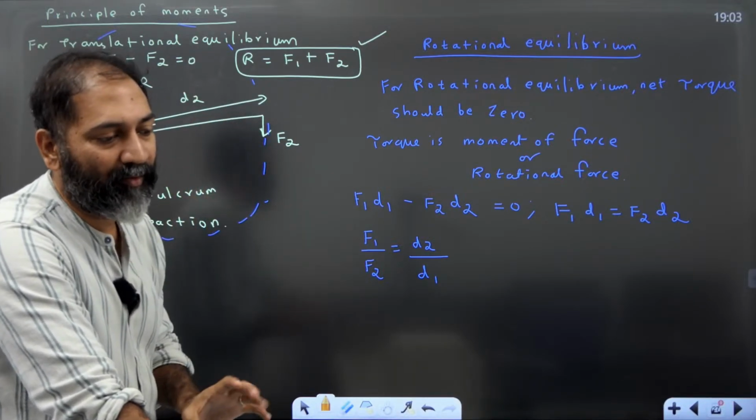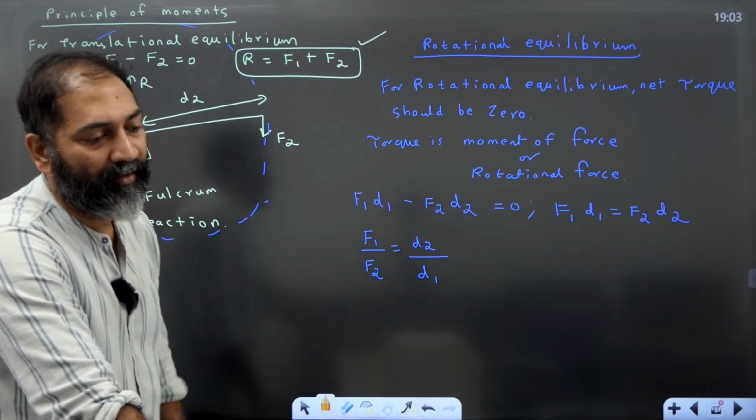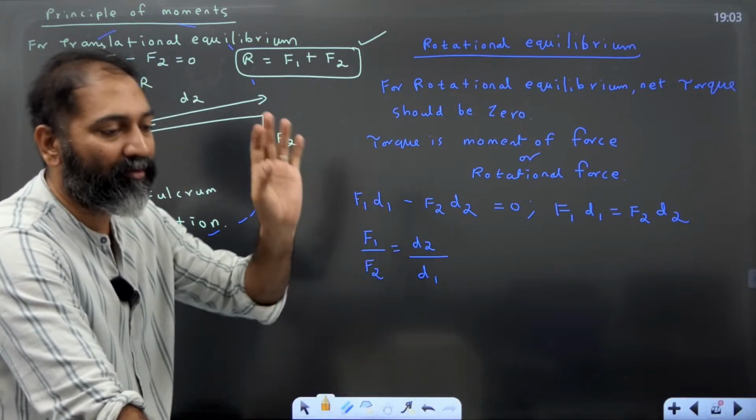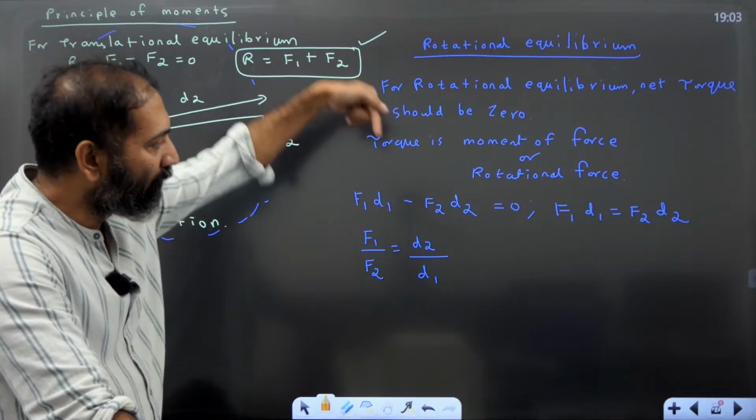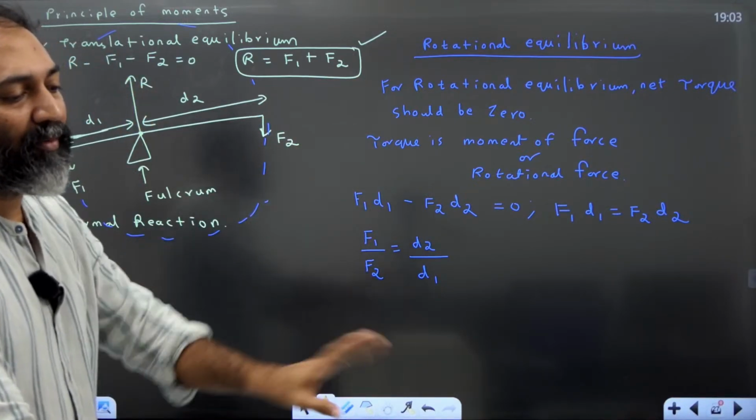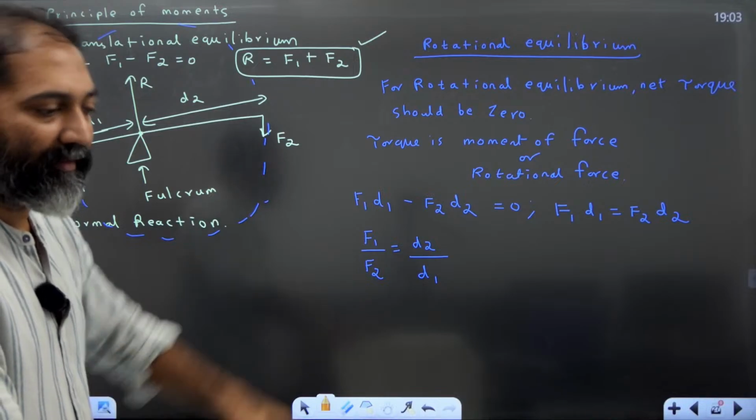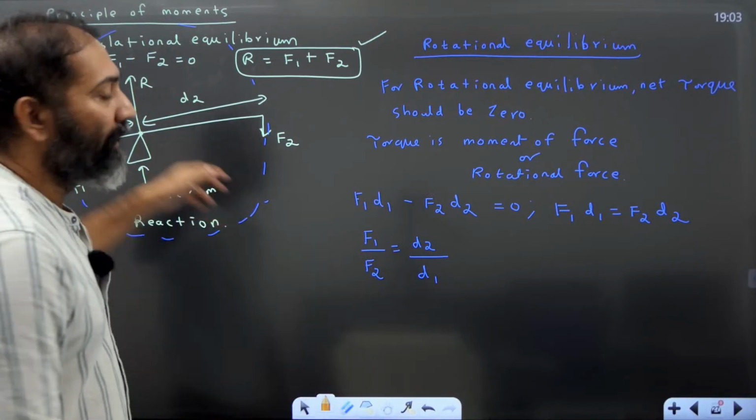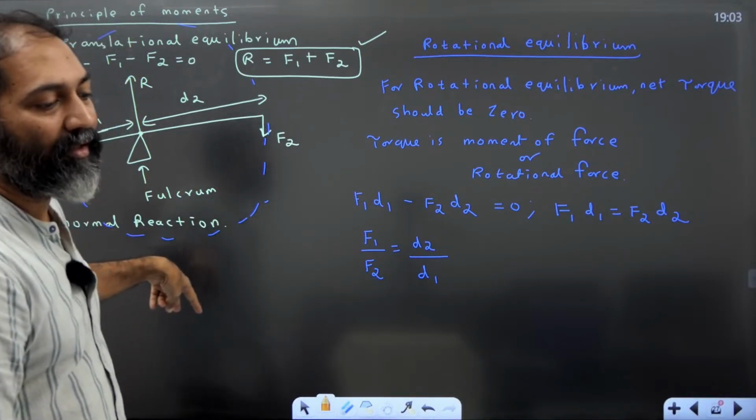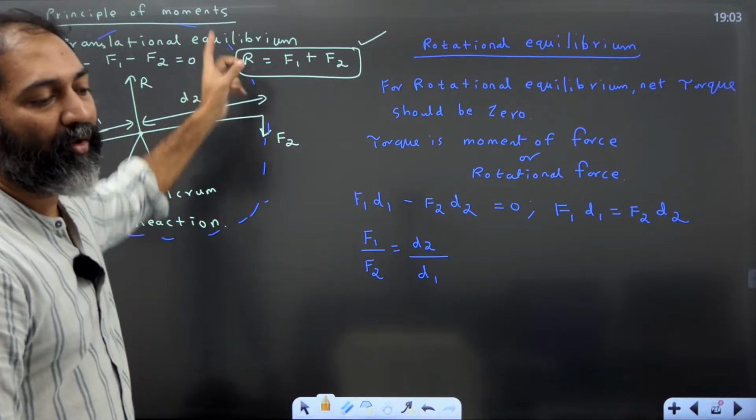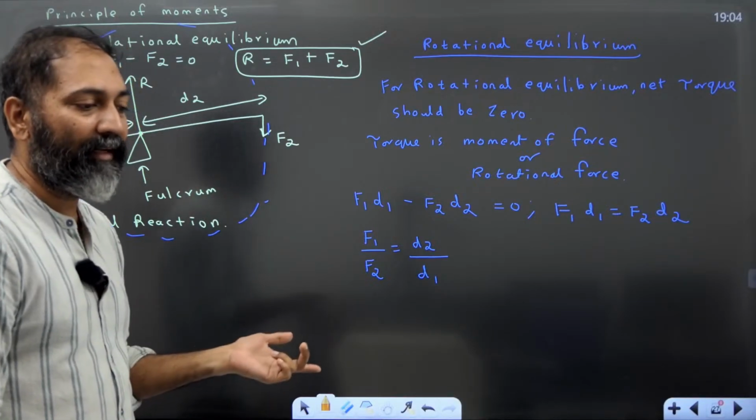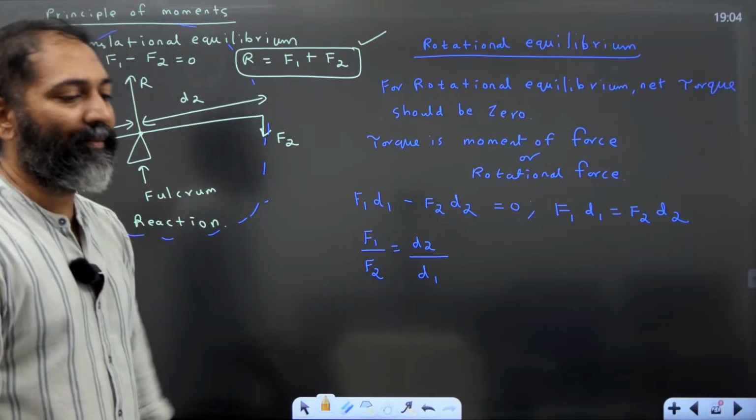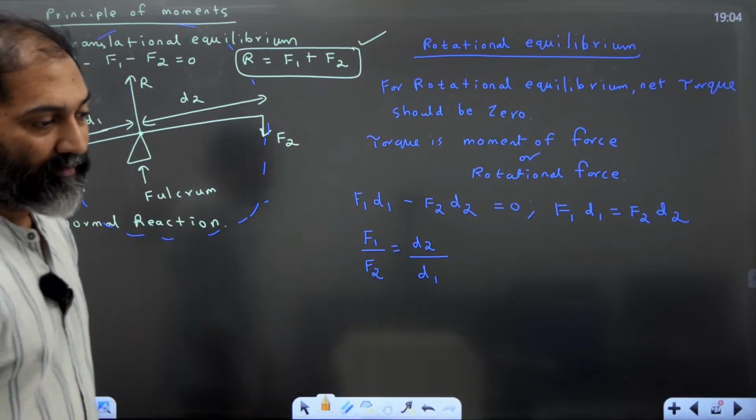Listen, what is translational equilibrium? External force should be 0. That is, the sum of all forces should be 0. What is rotational equilibrium? External torque should be 0, that is, the sum of all torques should be 0. That means downward moment should be equal to upward moment, and clockwise moment should be equal to anti-clockwise moment. In translational equilibrium, downward forces are balanced by the upward normal reaction. In rotational equilibrium, clockwise moments are balanced by anti-clockwise moments. Any doubt?